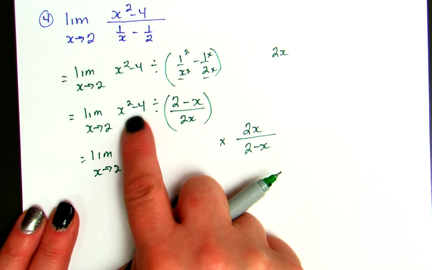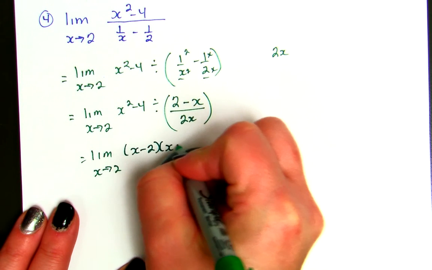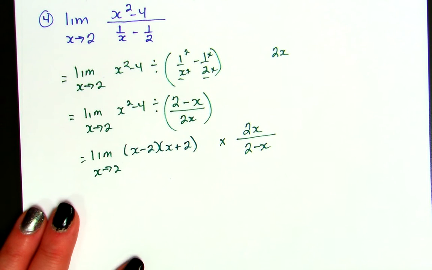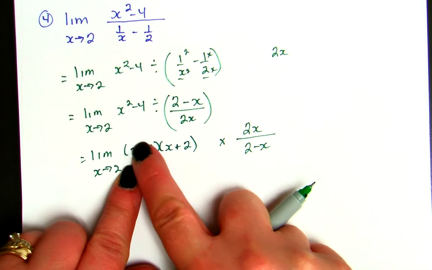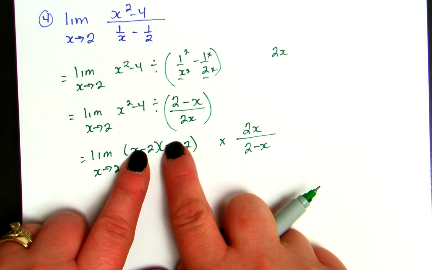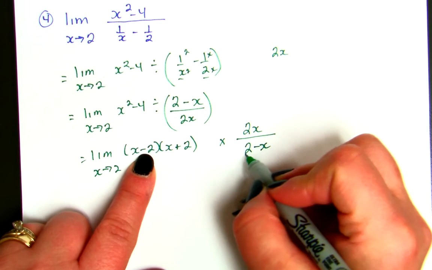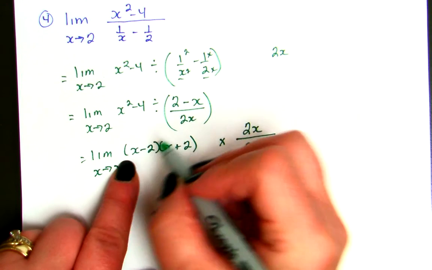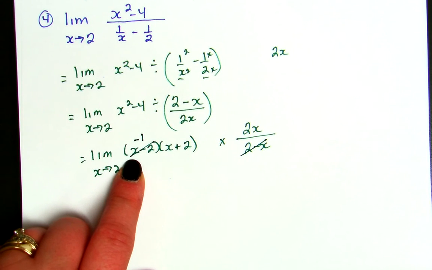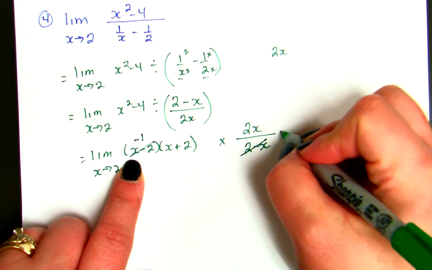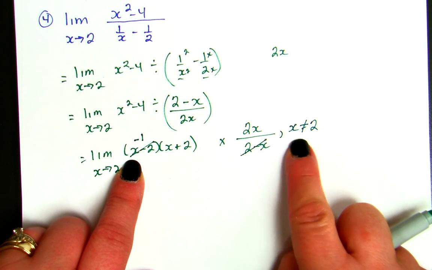I'm going to factor this difference of squares while I'm here: x minus 2 and x plus 2. Because here's the problem. I can put 2 in here. It doesn't matter that I get 0 on top. This is the problem. x minus 2 and 2 minus x are exact opposites of each other. So they cancel, but instead of canceling to positive 1, they cancel to negative 1. And I can only do that as long as x is not 2. This is a necessary part when you do the canceling.